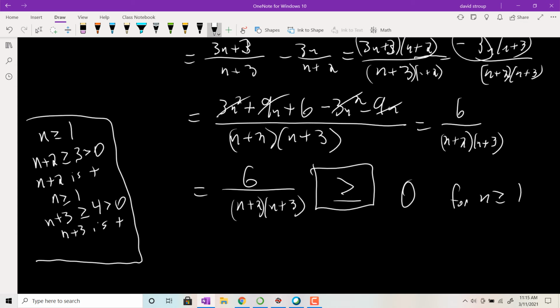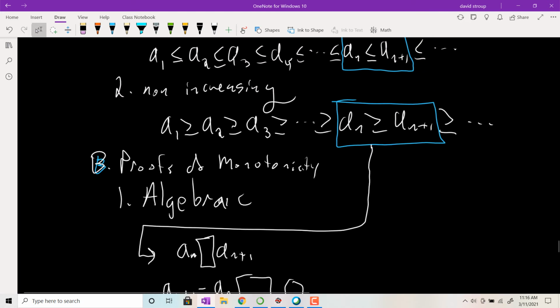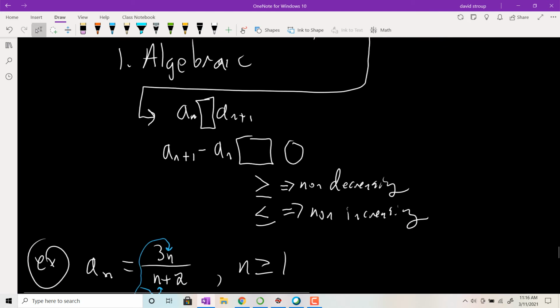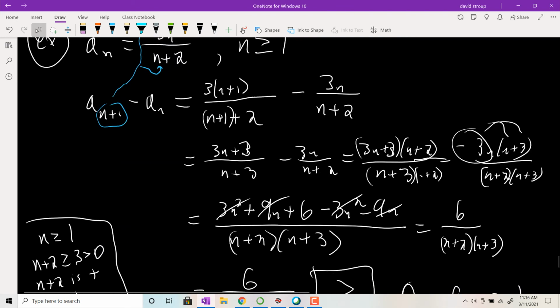So what's happening here is that the next term in line is always bigger than the previous term. In other words, it's non-decreasing. Okay. So that's the first type of proof for monotonicity with a sub n plus 1 minus a sub n.